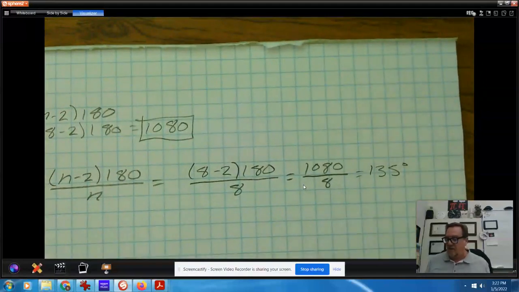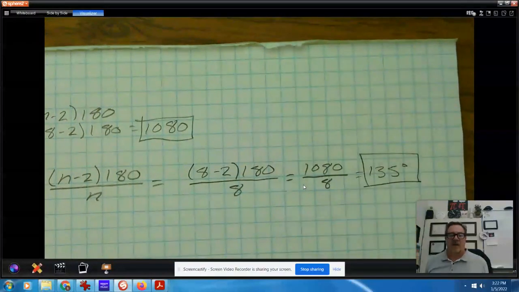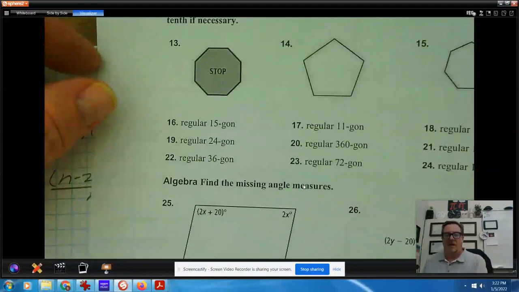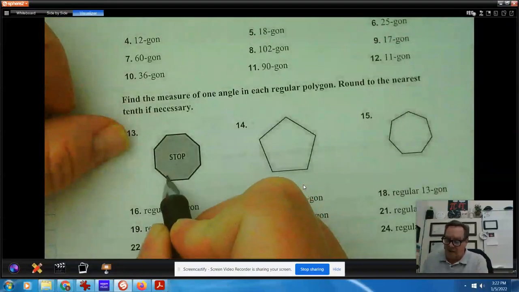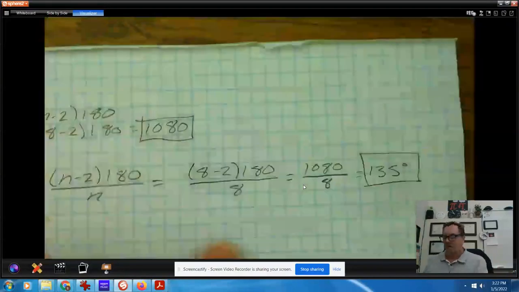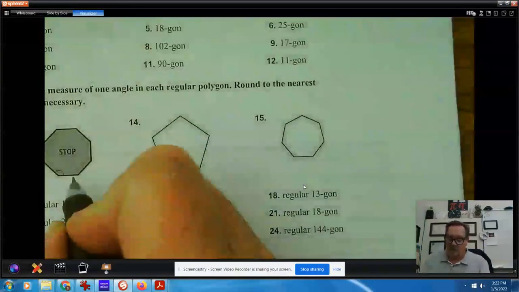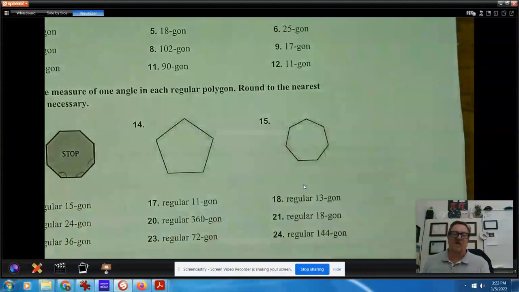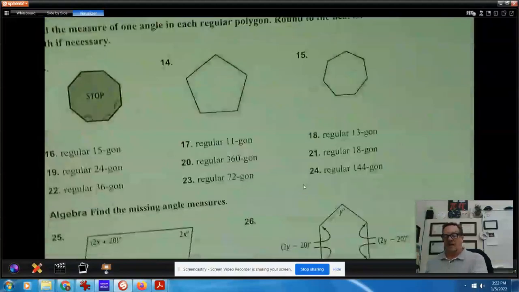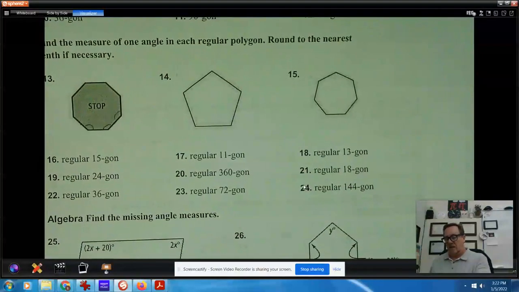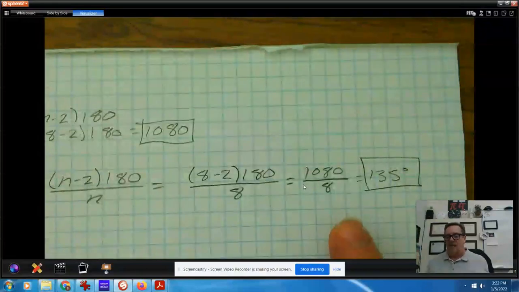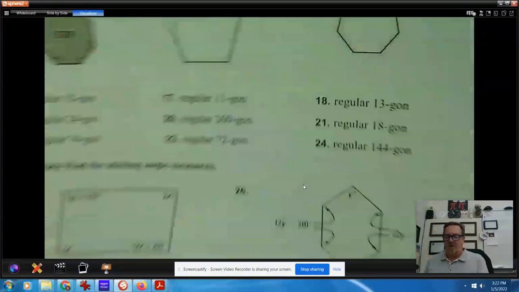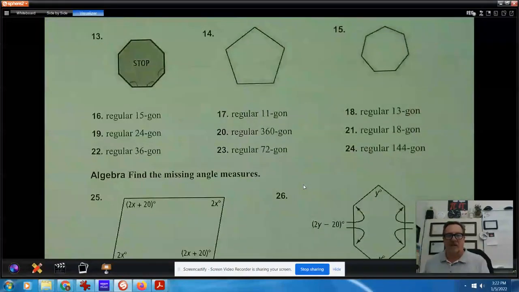135. It's actually in degrees, but that's how much each of the angles for this regular octagon would be. That angle right there, 135 degrees. That angle right there, 135 degrees. That angle right there, 135 degrees. Every one of the angles inside there will be 135 because we made the calculation. Okay? So you're going to do that same thing for the rest of this section.